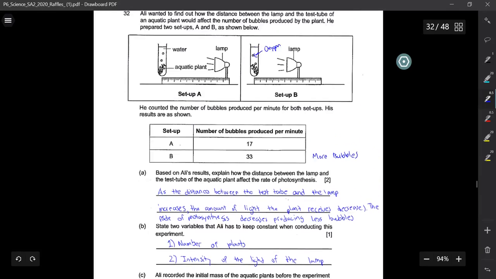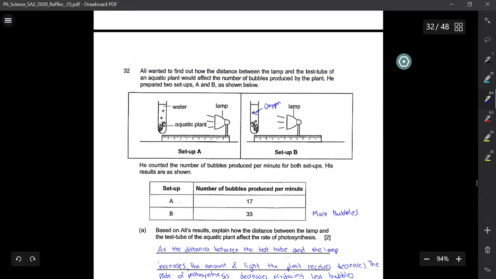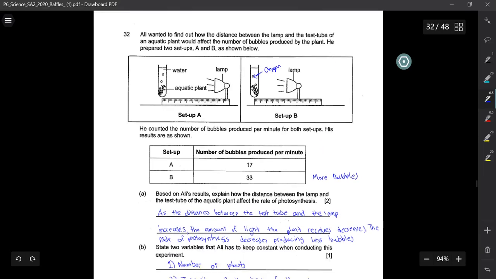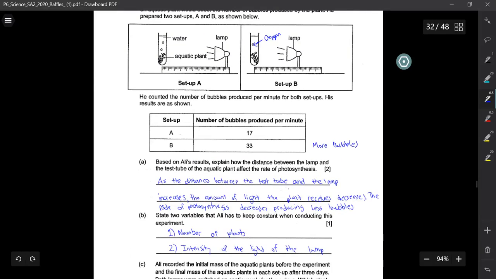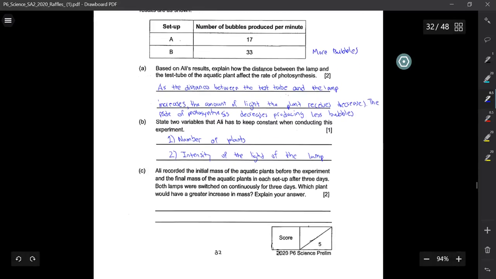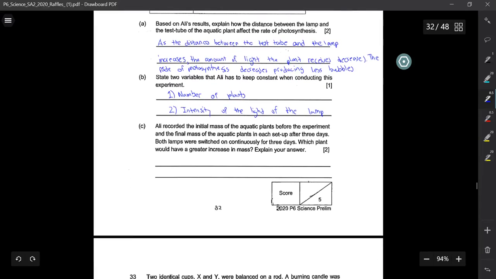So, just thinking about it, it will be the plant in setup B, right? Because the plant in setup B will receive more light, meaning that it will be able to do more photosynthesis. And when it can do more photosynthesis, it can create more food. And when it has more food, it will either grow faster or it will store it as starch, and therefore there'll be greater mass. So let's just write that down.